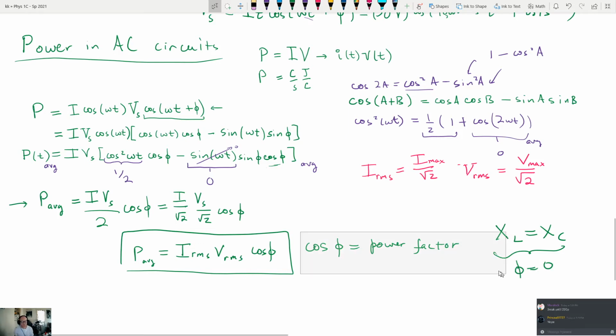So that's what we call the power factor. It has something to do with efficiency, too. So when phi is equal to zero, you're going to have a really energy efficient system. Okay, so what are some other ways that we can describe power?